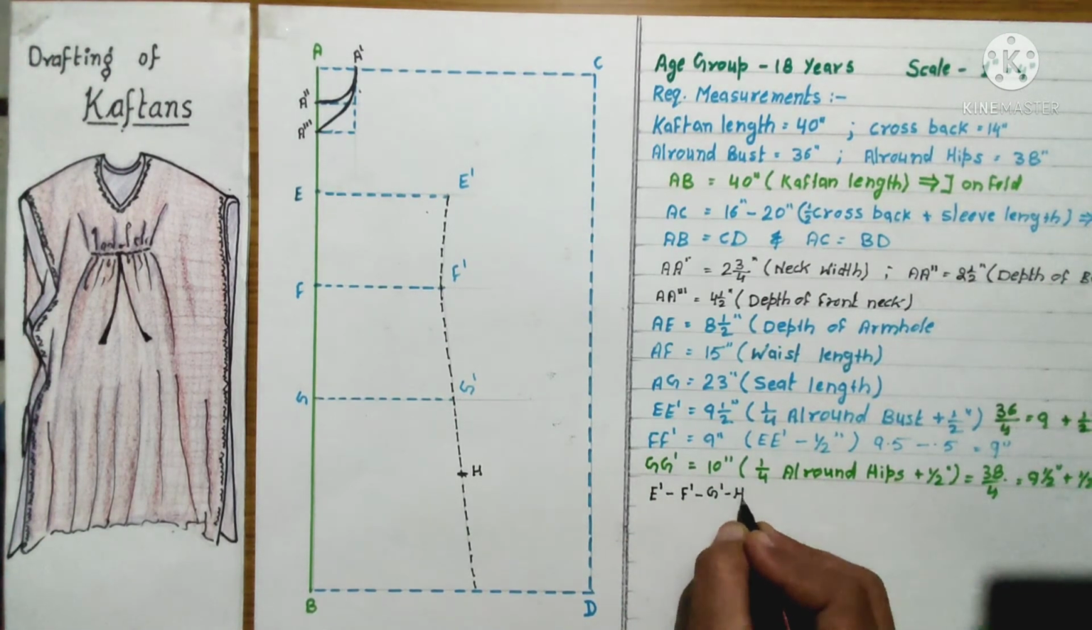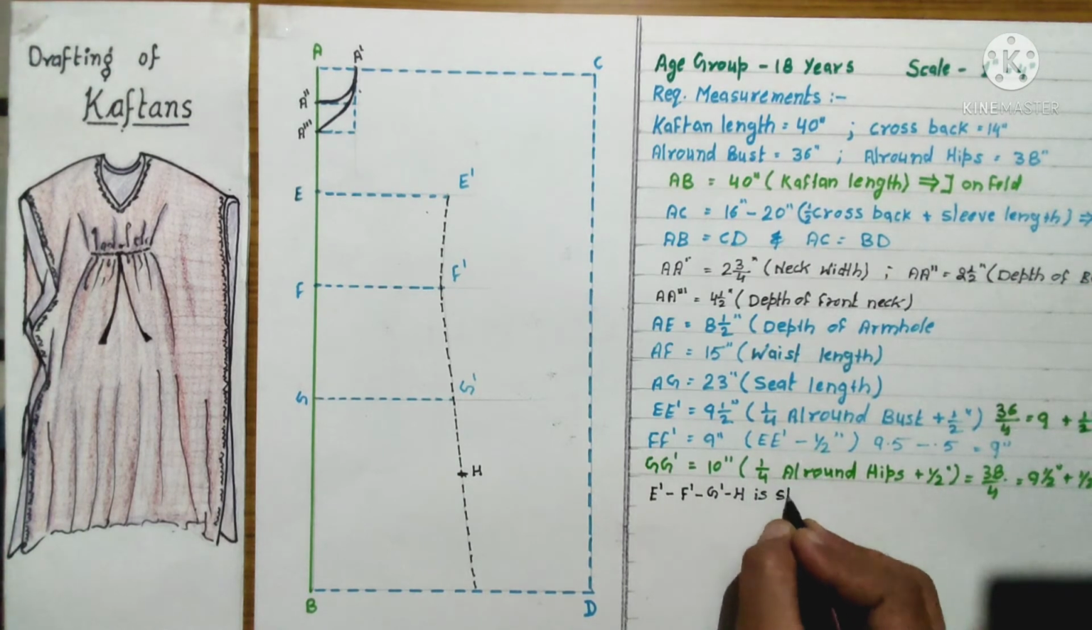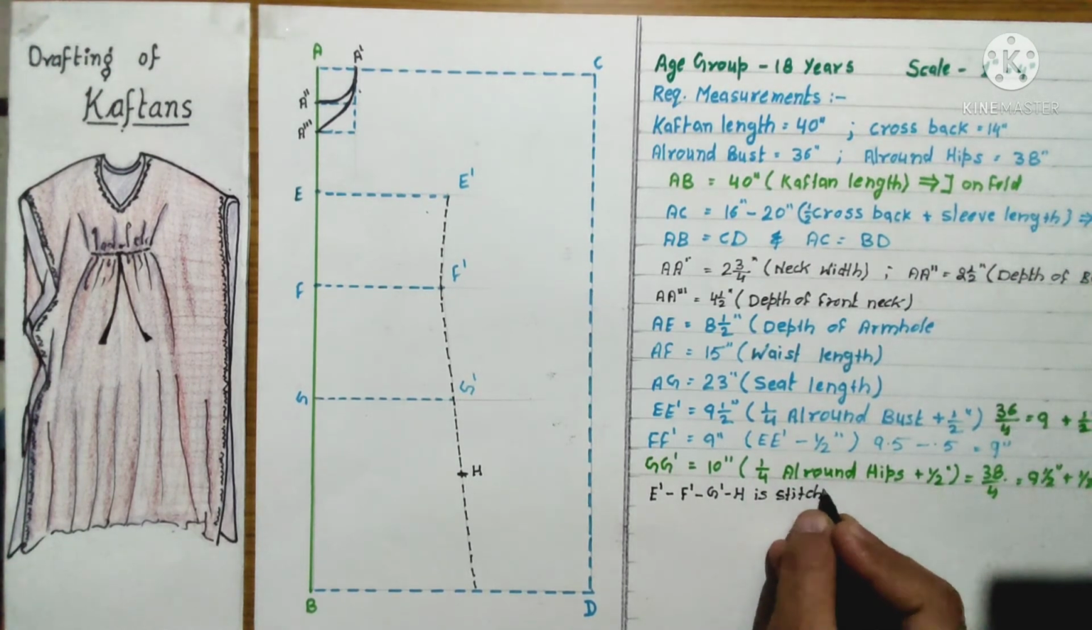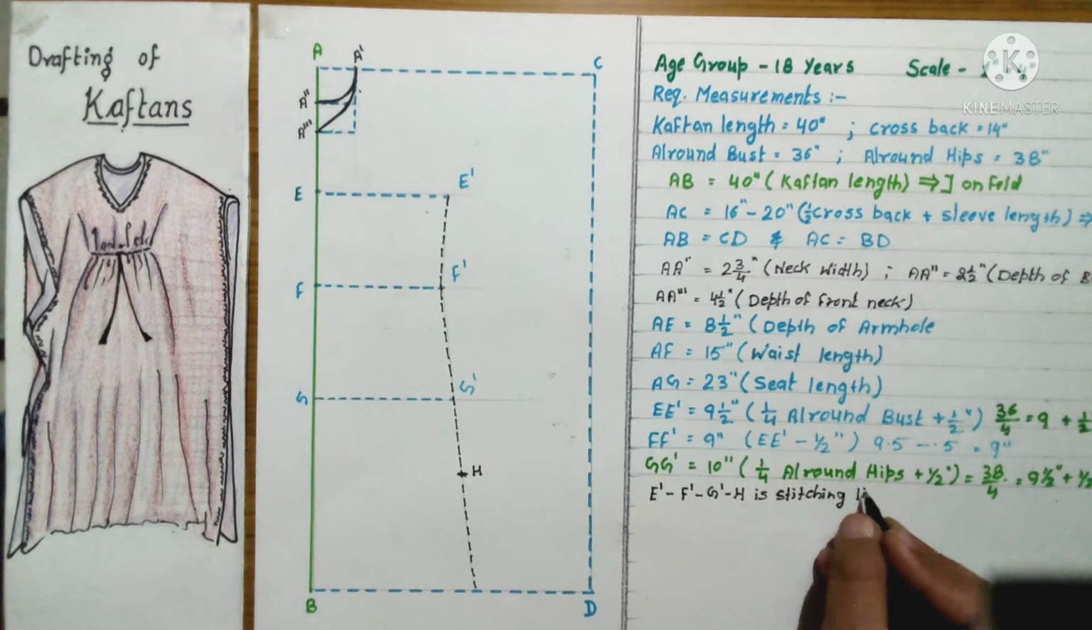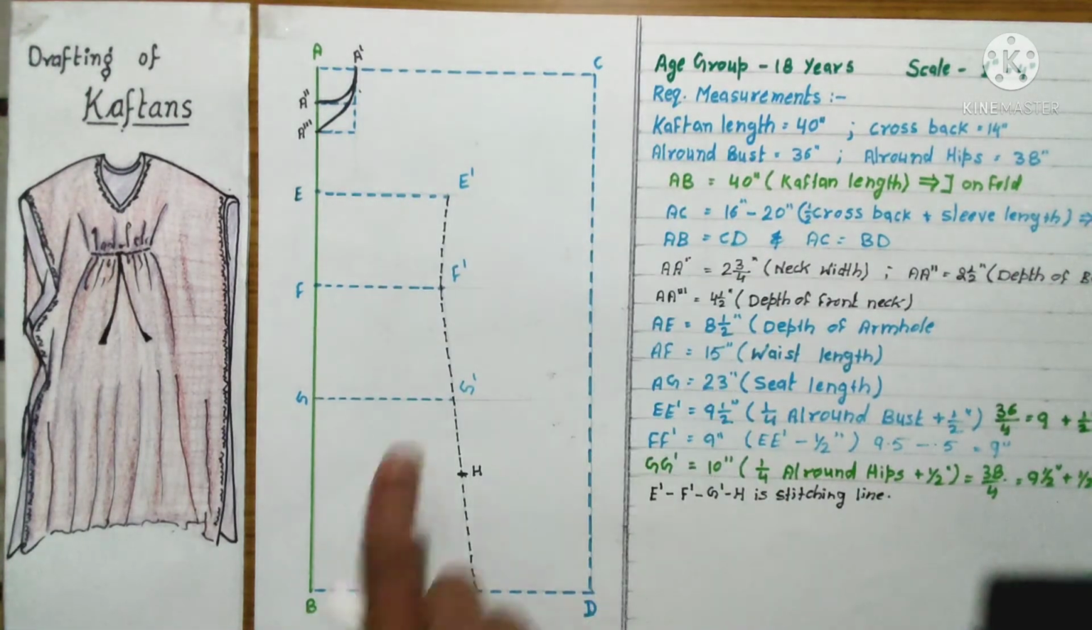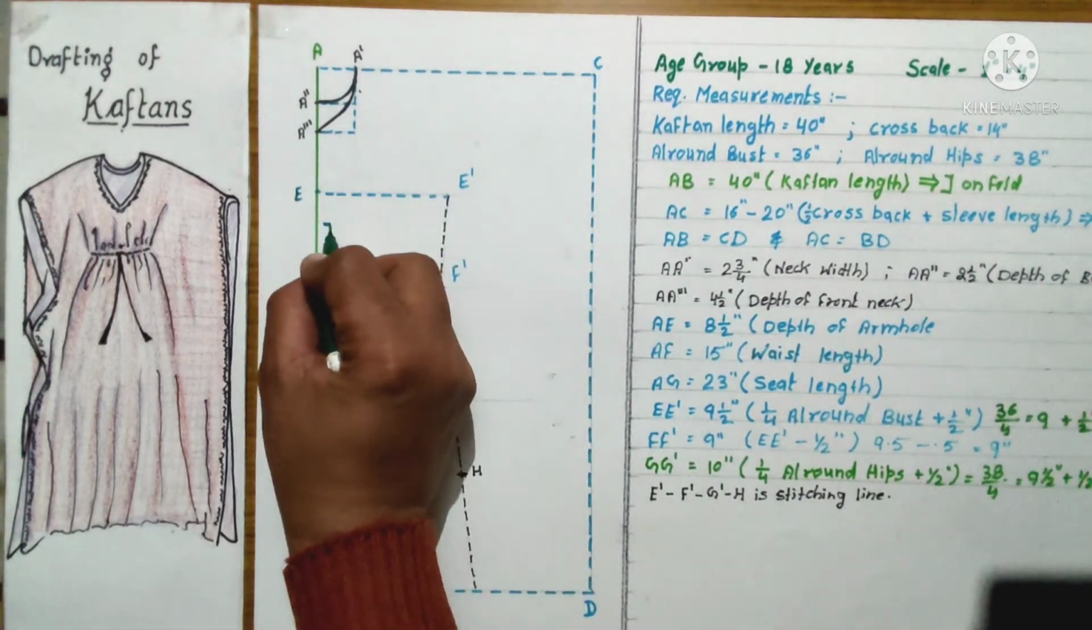And now the seam line is, we don't have to cut this, this is just a seam line. E dash, F dash, G dash and H is the seam line. Only this portion we have to sew, and the neckline we have to prepare, and now your kaftan is ready.